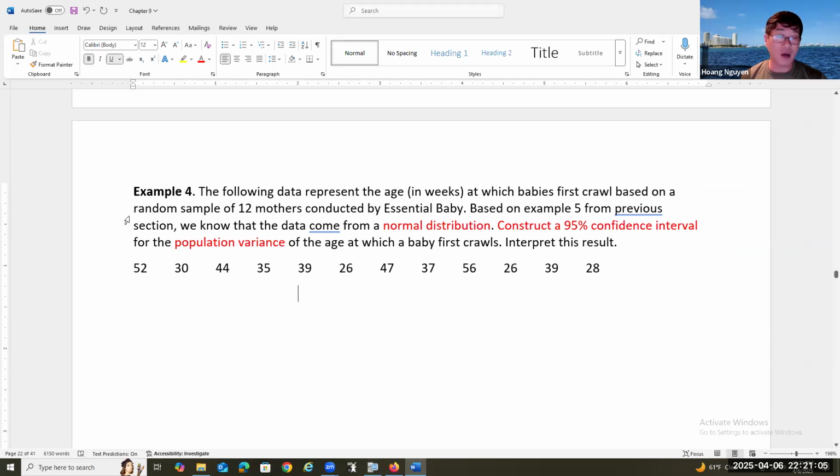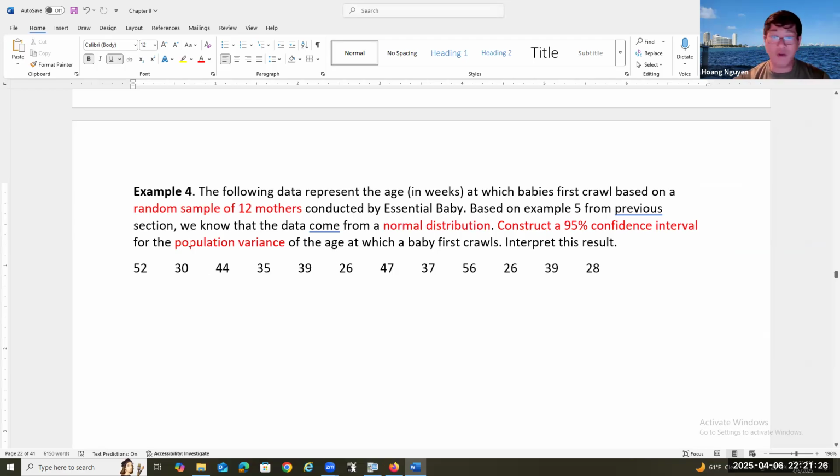So this is based on a random sample of 12 mothers. So that's good, this is a random sample. And then we also know that this is a normal distribution. So the two conditions should be good. Now, once the conditions have been checked, we are ready for the calculation of the confidence interval. So once again, keep in mind, we're going to do the population variance.